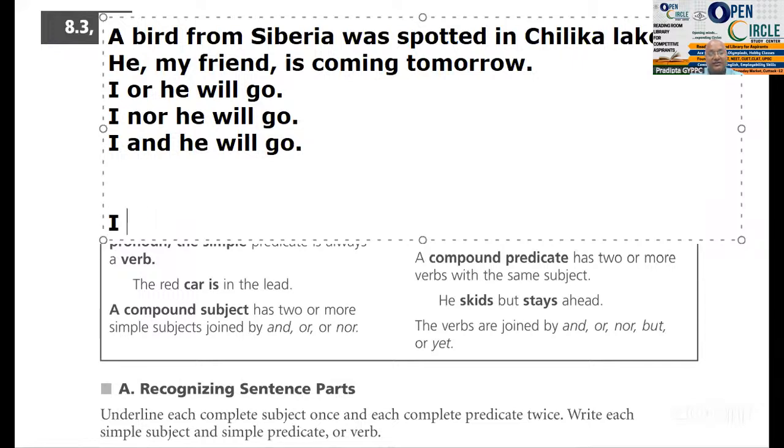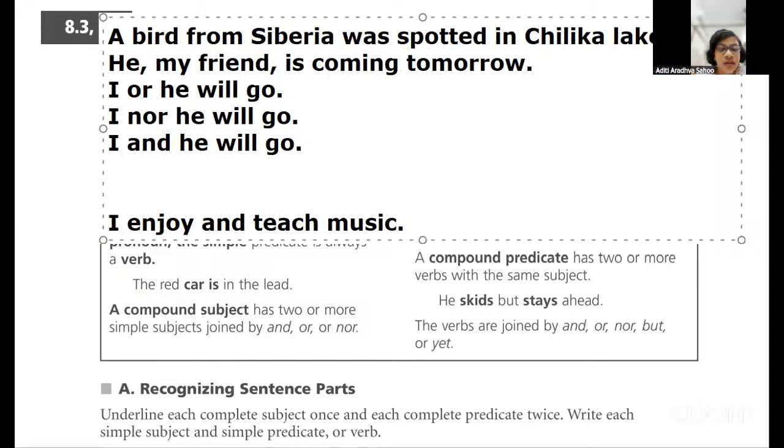I enjoy and teach music. Excuse me, sir. Yeah, tell me, Aditi. Sir, I think the compound subject and the compound predicate are the same, but the compound predicate only has verbs with the same subject. Correct. That's true. Give some examples right now of compound predicates using verbs. I give one example: I enjoy and teach music.